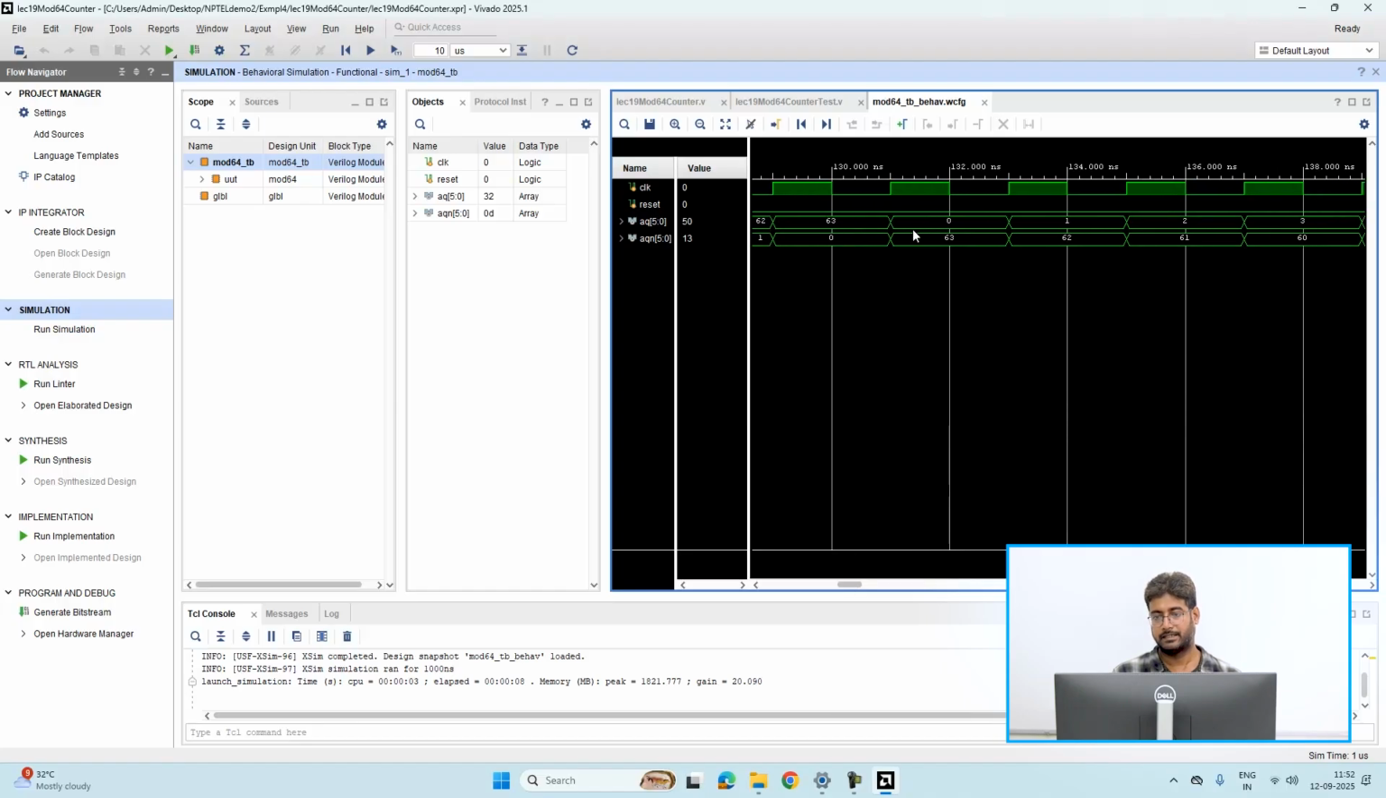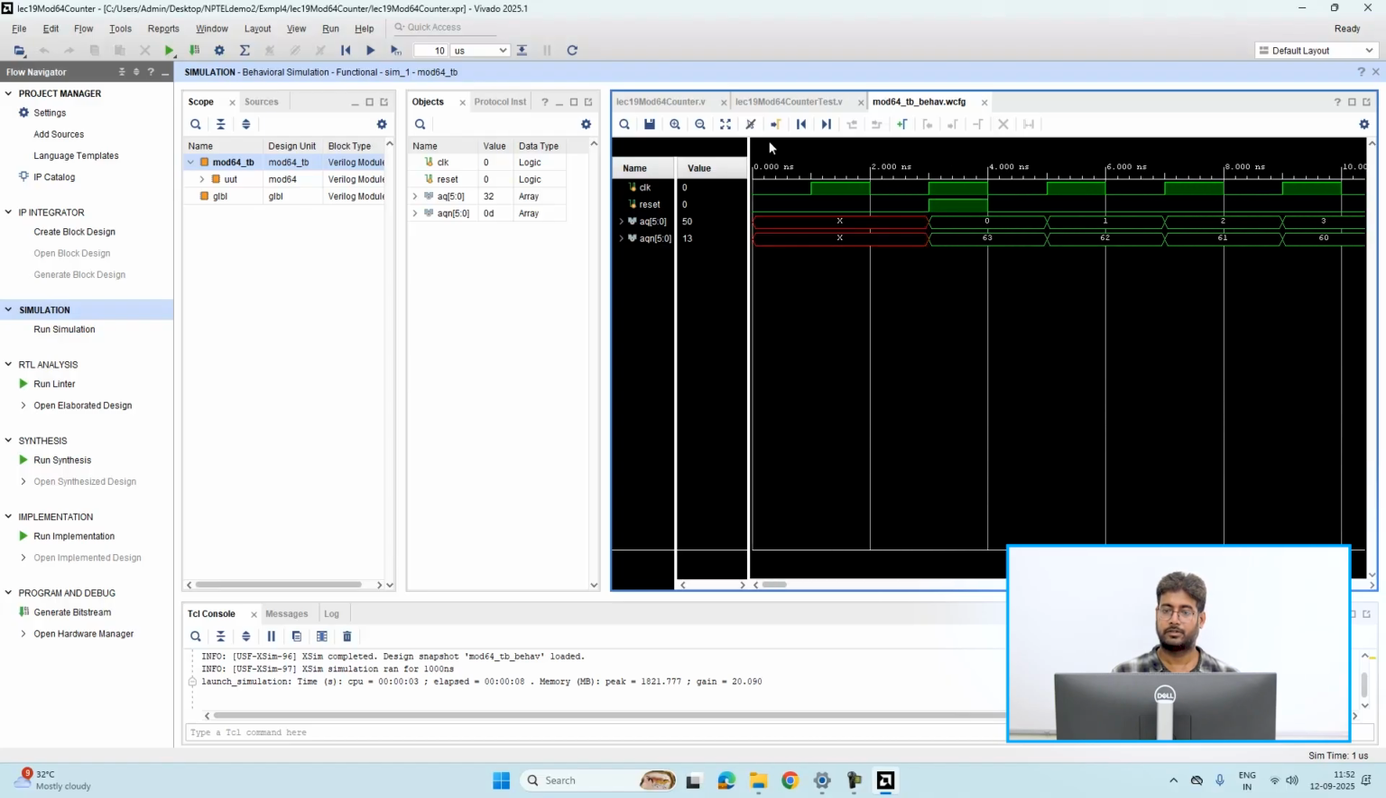And again, after the 64th state, that is 63, is reached, it will again start from 0. After 63, it will go to 0 and again go up to 63. This is the output, AQ and AQN. Clock and reset are the inputs. So there is a simulation for a mod 64 counter, which has 64 different states.